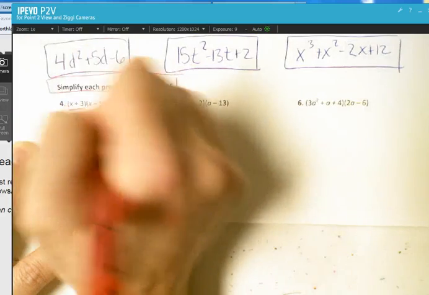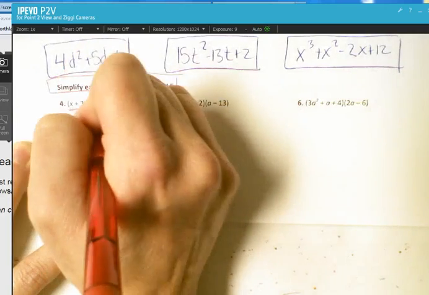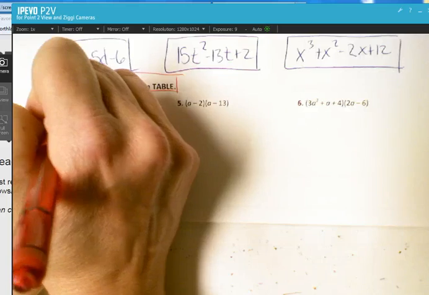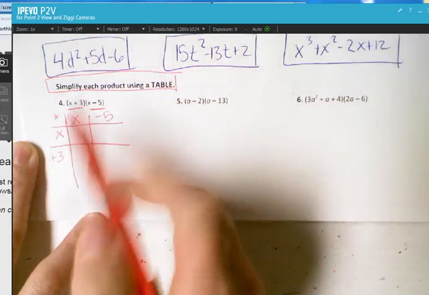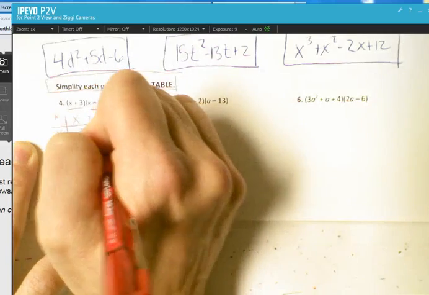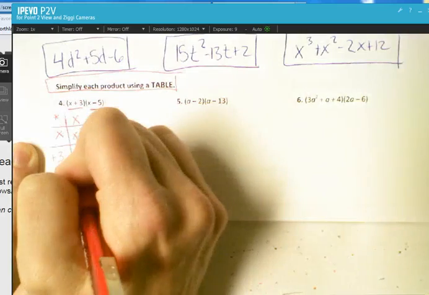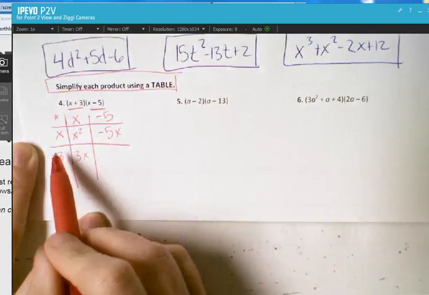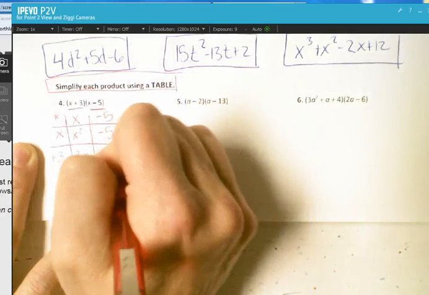And then across the top, I have the other terms from the other binomial. I have a positive x and I have a negative 5. So just like when we're doing multiplication tables, you know how to multiply this stuff. X times x is x squared. X times a negative 5 is a negative 5x. 3 times x is 3x. 3 times a negative 5 is a negative 15.